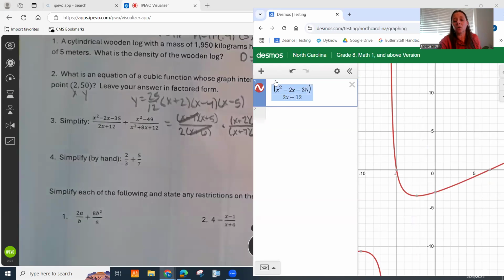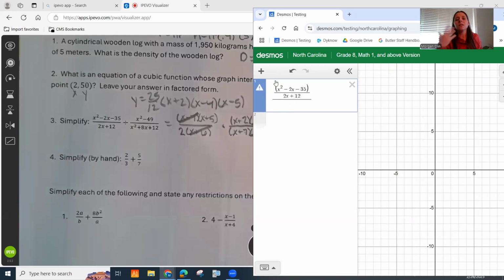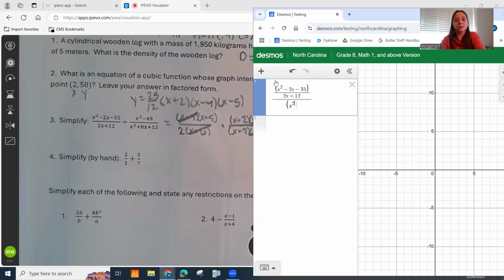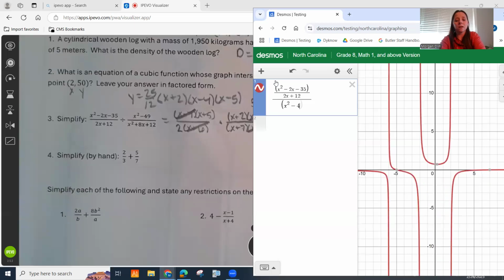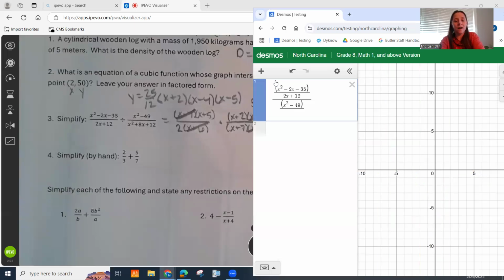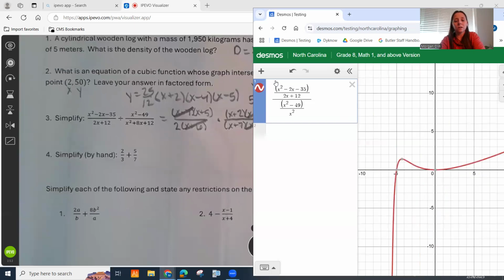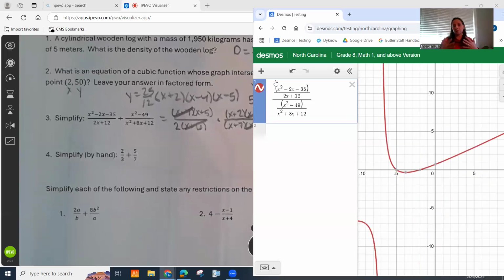So I'm going to highlight the whole thing and then do division. Even if you use the division sign, the line's going to come up like this. So be careful. Okay, and it's going to be x squared minus 49. I'll close that parentheses and then divide x squared plus 8x plus 12. Make sure you're careful how you put the division in because that can affect it. All right, so here we go.